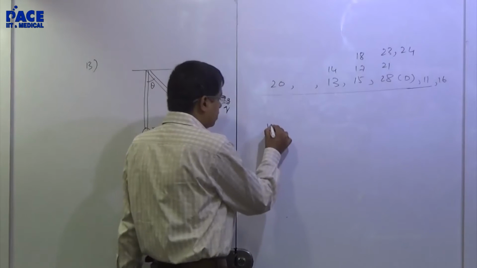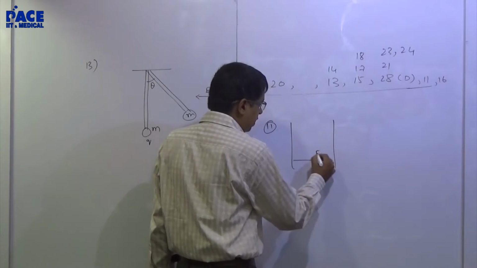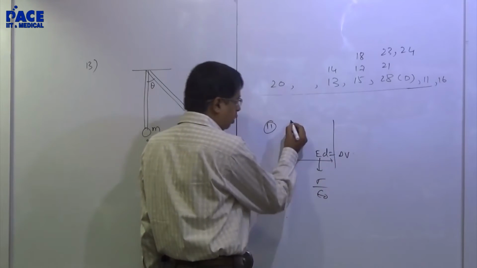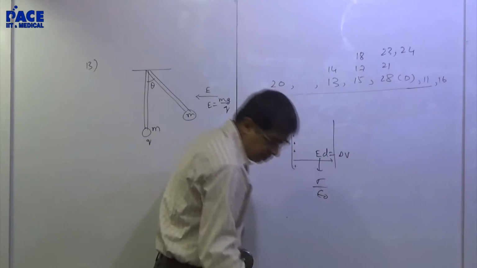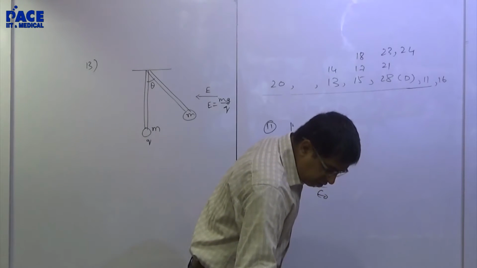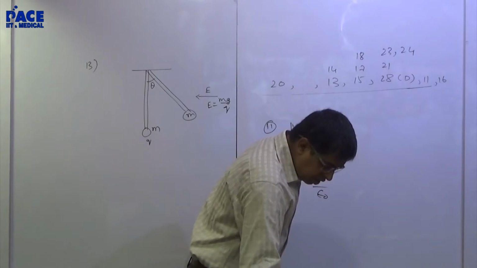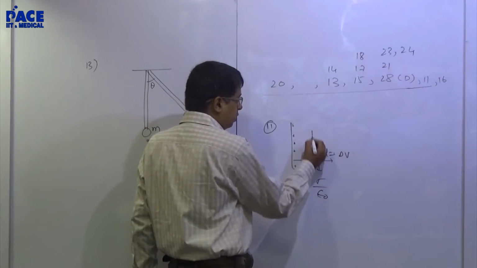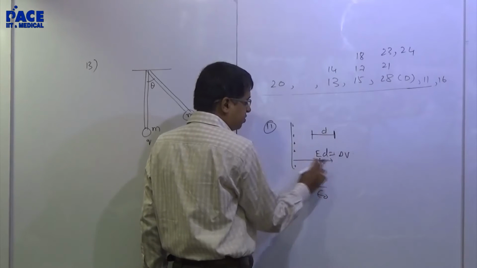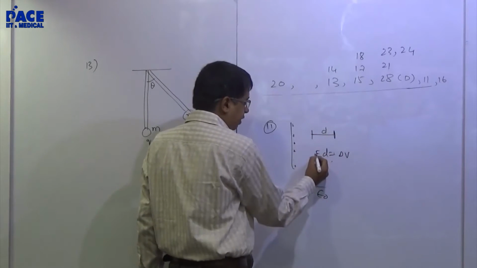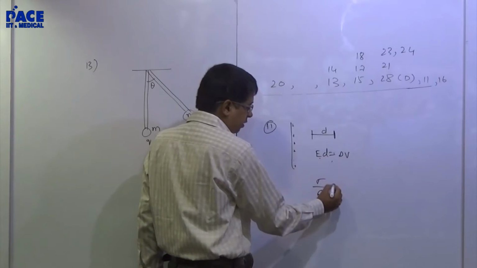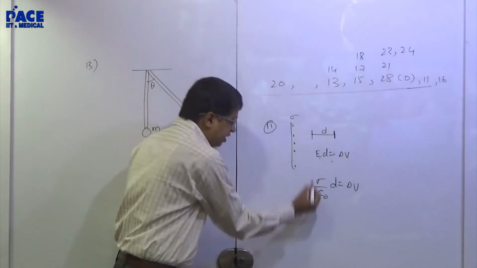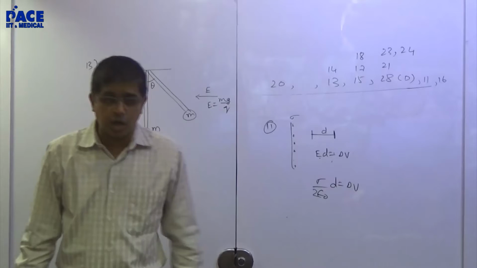Field into distance. 11th: field into distance will be delta V. Field will be sigma by epsilon naught because of one sheet. Infinite non-conducting sheet of charges has a surface charge. Separation between two equipotential surfaces near the sheet, where there is only one sheet, is D. Right. So field into D will be delta V. This into this will be delta V. Field into distance. Now only a single sheet is there, so sigma by 2 epsilon naught.